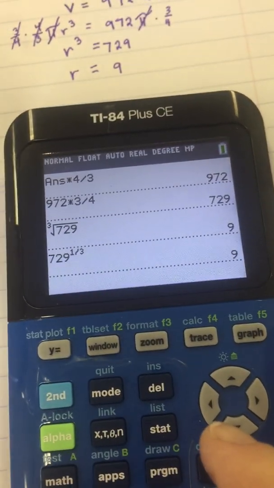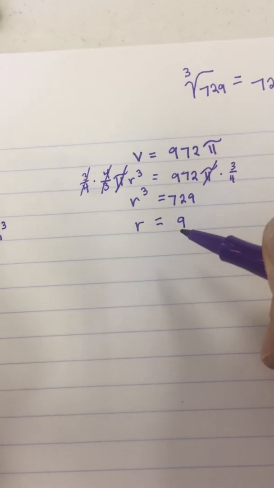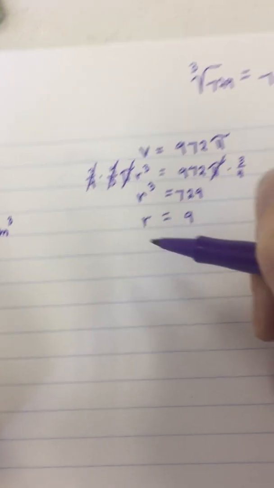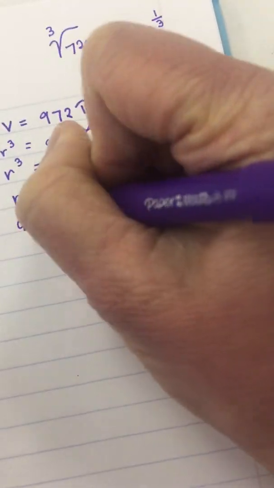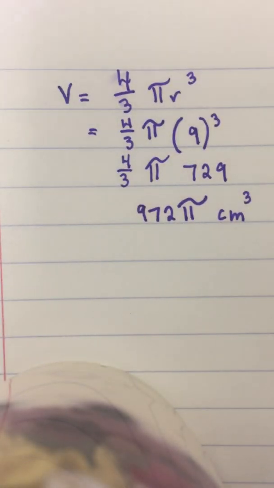All right, so if you didn't follow that, watch that part again in the video. But let's get back to our problem. Our radius is 9. The question wants to know what our diameter is. So of course our diameter is going to be 2 times 9, or 18. All right, that is that one. Let's move on to C.